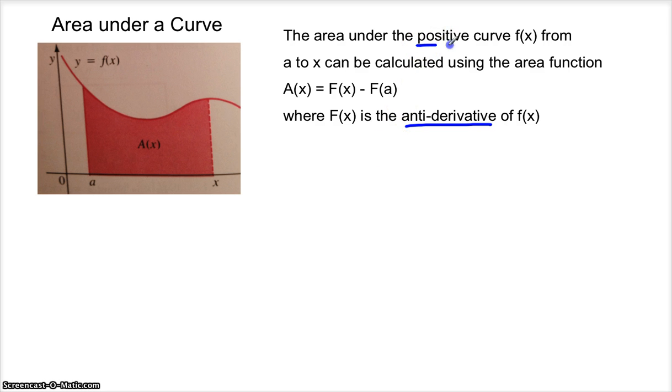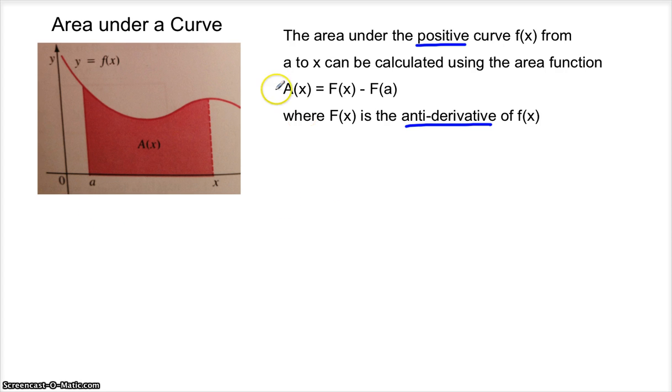So positive curve f at x, what that means is that the curve is above the x-axis, so these are all positive y values. And the area bounded to the left by some a, that's fixed, to the right here, some x value, the area underneath the curve bounded above and below, here is A at x.